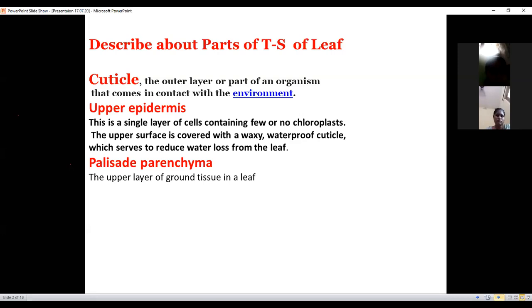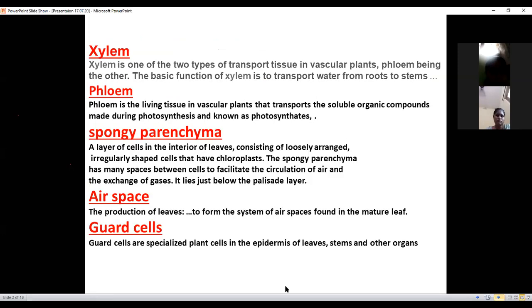Next slide. The basic function of xylem is to transport water from roots to stems. Next, phloem. Xylem is transport tissue. Phloem is the living tissue in vascular plants that transports the soluble organic components made during photosynthesis.